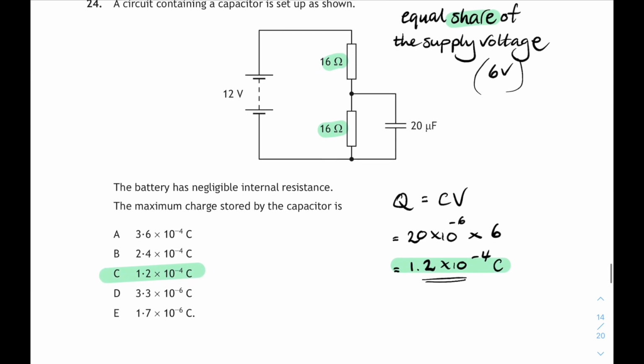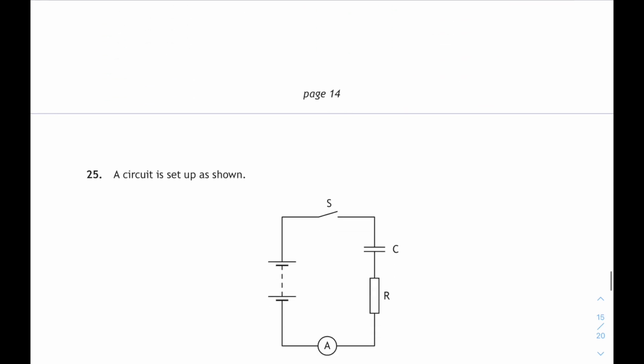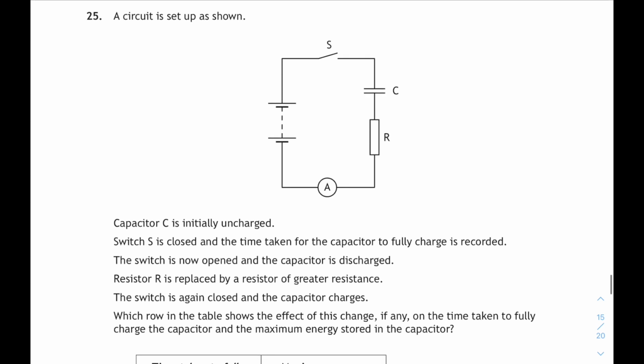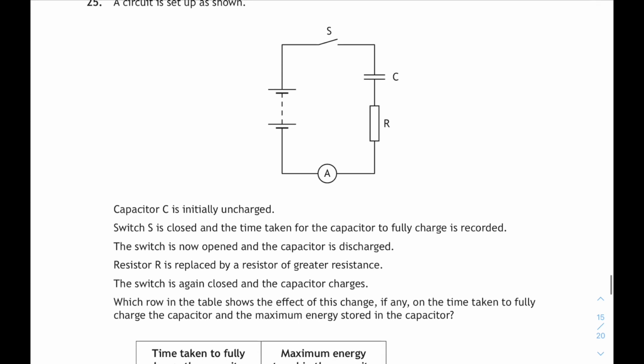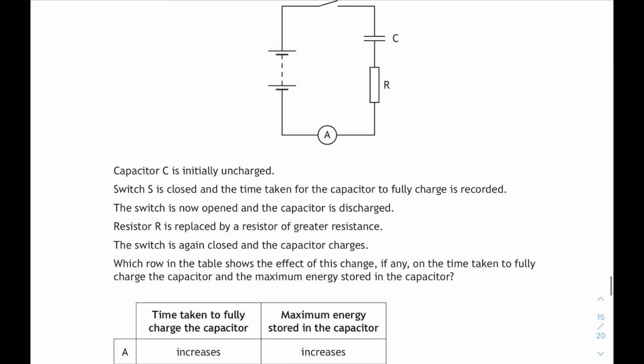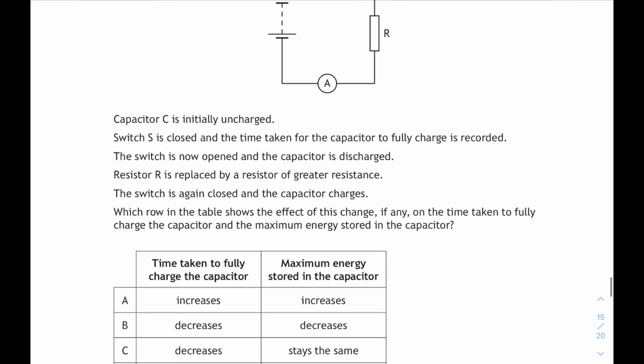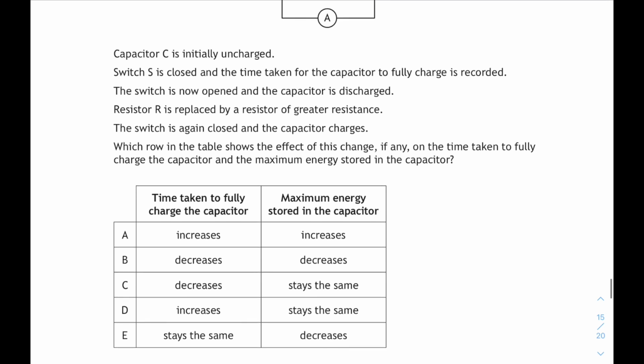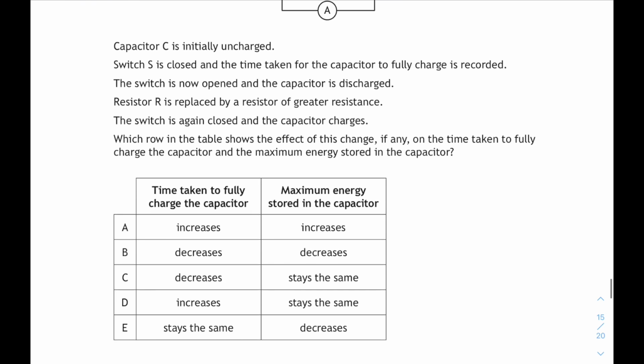And the final question then, question 25. Again, it's about a capacitor. A circuit is set up as shown. The capacitor is initially uncharged. Switch S is closed and the time for the capacitor to fully charge is recorded. Then the switch is open and the capacitor is discharged. The resistor is replaced by a resistor of greater resistance. That's the only change that's made.